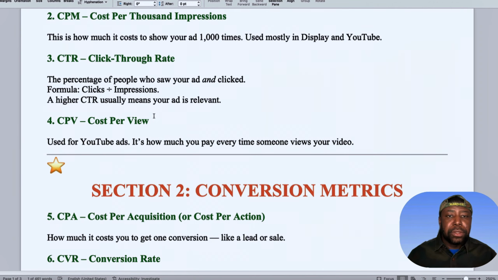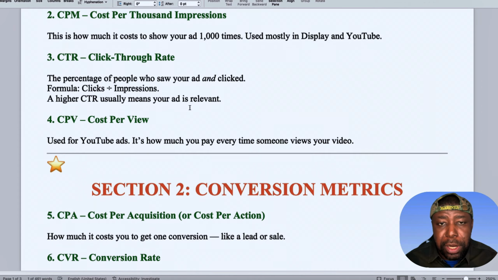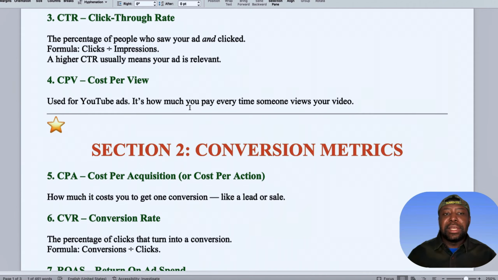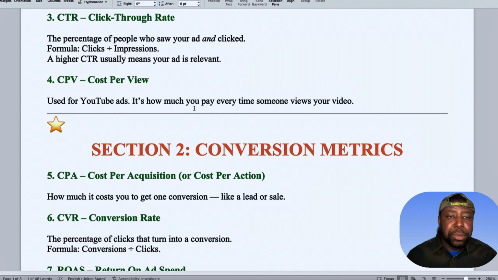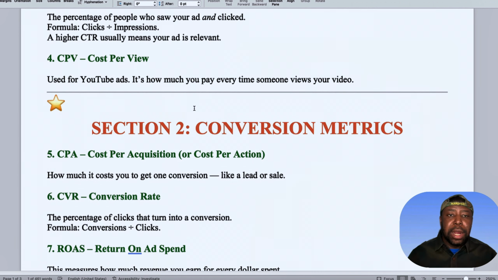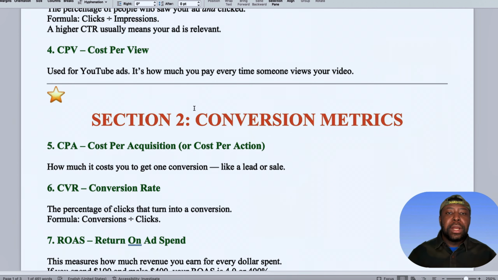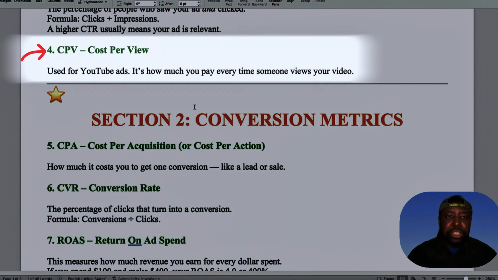A higher click-through rate usually means your ads are relevant. So if people are seeing your ads and clicking on them more, Google will think those ads are relevant. And with that, Google is going to show those ads more because Google will think your ad copies are relevant.